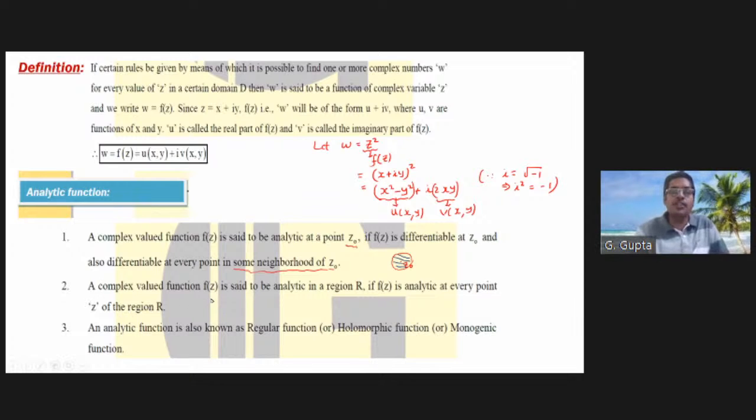Now, a complex valued function F of Z is said to be analytic in a region R. A region R means, now this slide shows a rectangular region. There are so many points Z. At every point Z in the region R, if the function F of Z is analytic, then only we can say it is analytic in the region R. So please underline the word analytic.